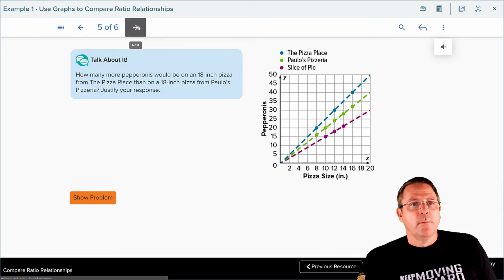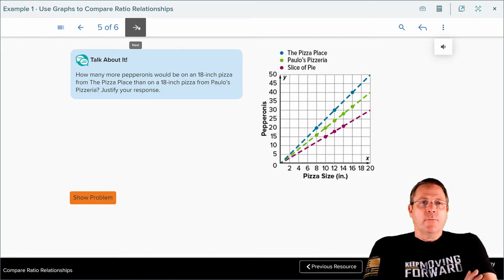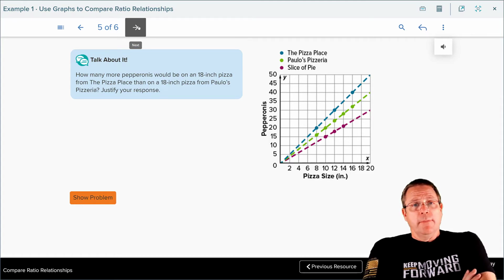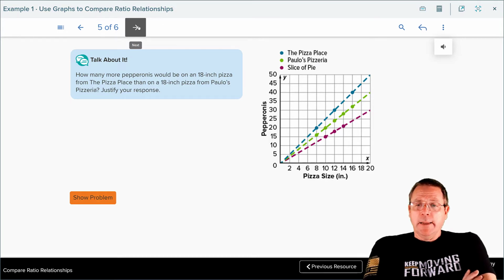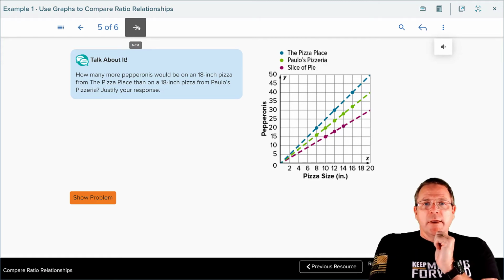Excellent. Moving forward, how many more pepperonis would be on an 18-inch pizza from Pizza Palace than on an 18-inch pizza from Paolo's Pizza? Take a minute on your own, write it out, figure out a good way to calculate it. I'll give you a hint. Use the graph.